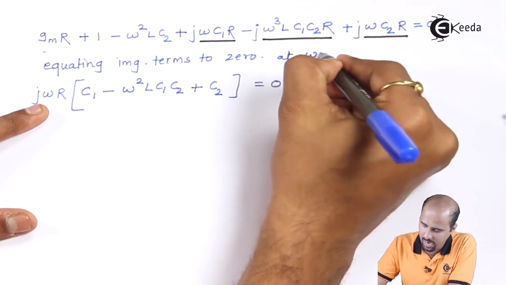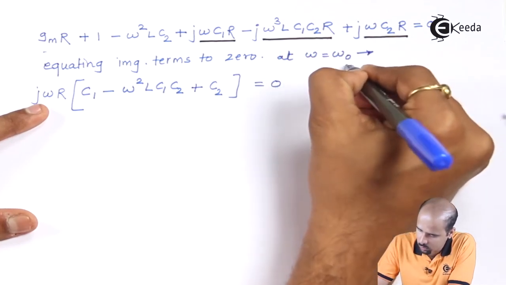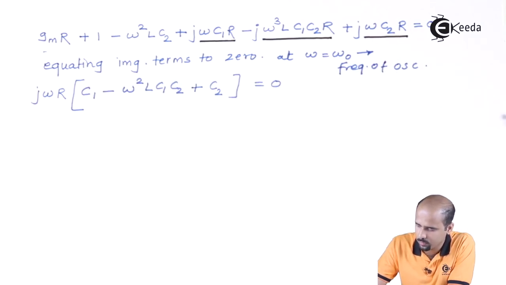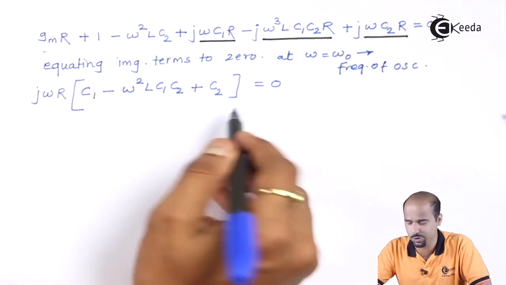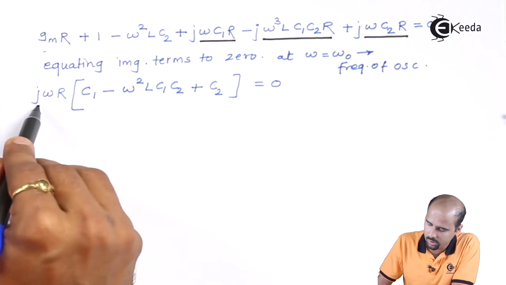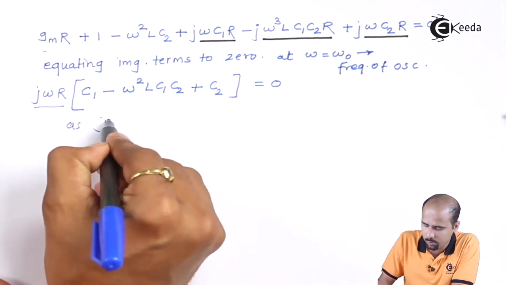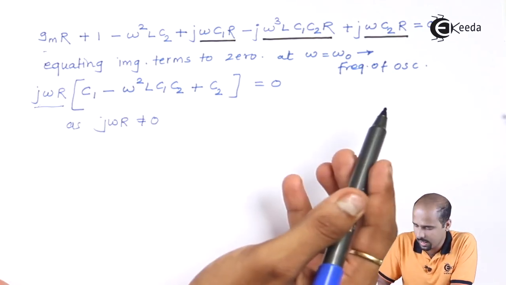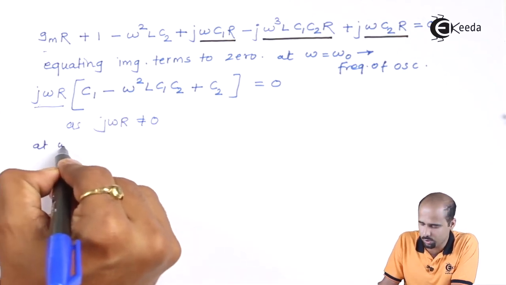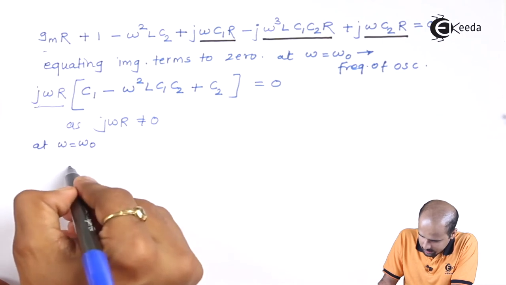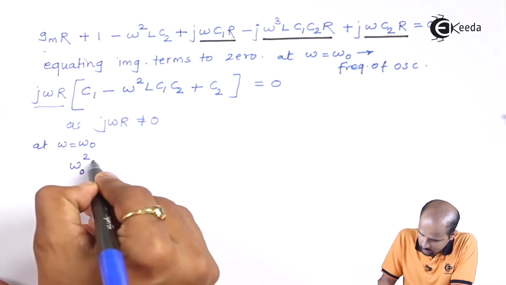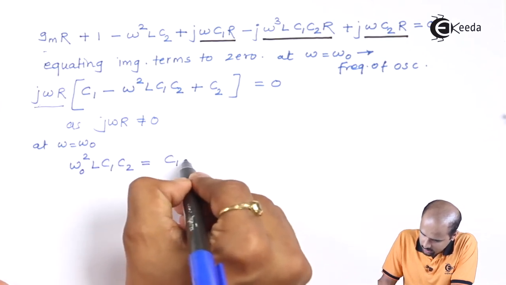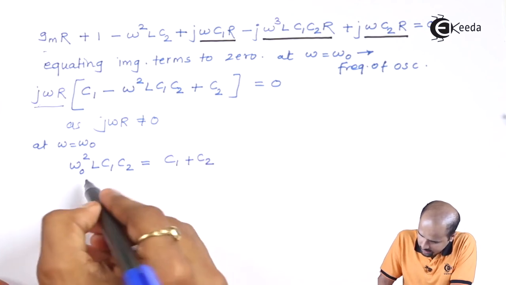Now this happens at omega is equal to omega zero, that is nothing but the frequency of oscillation, right? This happens only at the frequency of oscillation, so I can say that I will equate it to real and imaginary part, and at the imaginary part J omega R will not be equal to zero. We can say that J omega R cannot be equal to zero, and I can say that remaining part should be equal to zero. So we'll say that at omega is equal to omega zero, we'll be getting that omega zero square L C1 C2 is equal to C1 plus C2.